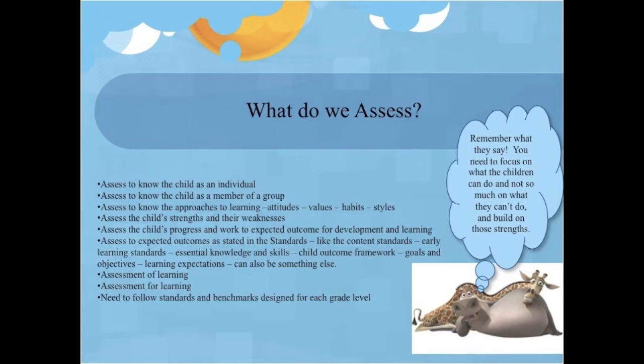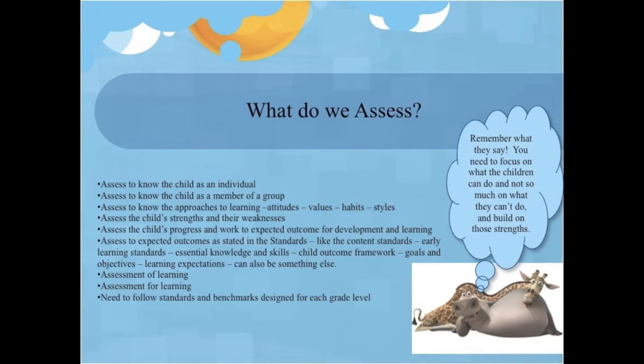When it comes to what we assess, what we really want to do is find out where the child is. How does that child learn in a group? How does he learn when he's by himself? We need to know his approaches to learning, his attitude, his values, his habits and styles. Does he have certain strengths and certain weaknesses that we need to build on? Is that child progressing from where he is now to where we expect him to be at the end, in his development of learning?